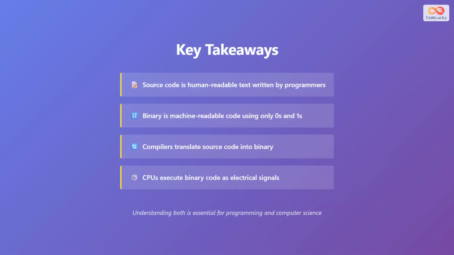Let's recap the main points. Source code is human-readable text written by programmers using programming languages. Binary is machine-readable code using only zeros and ones that computers execute directly. Compilers are tools that translate source code into binary automatically. And the central processing unit, or CPU, executes binary code by interpreting it as electrical signals. Understanding this relationship between source code and binary is fundamental to grasping how software works at every level.